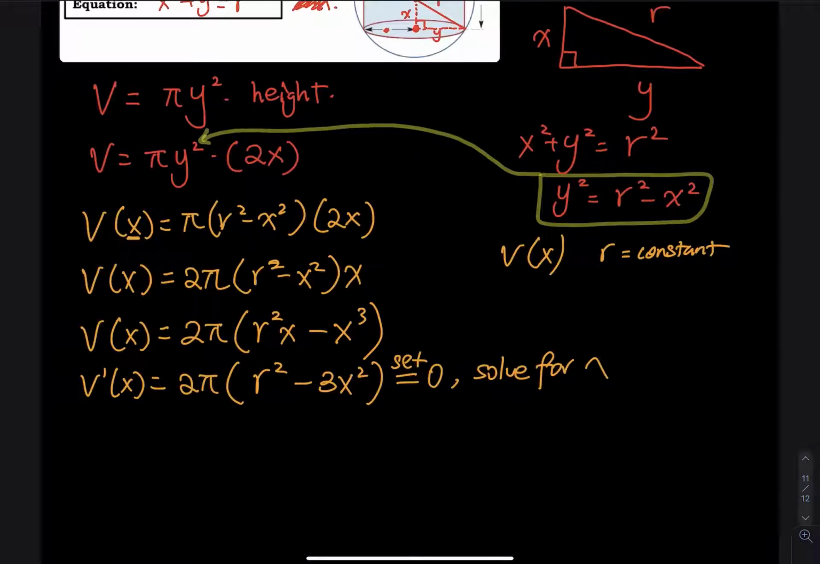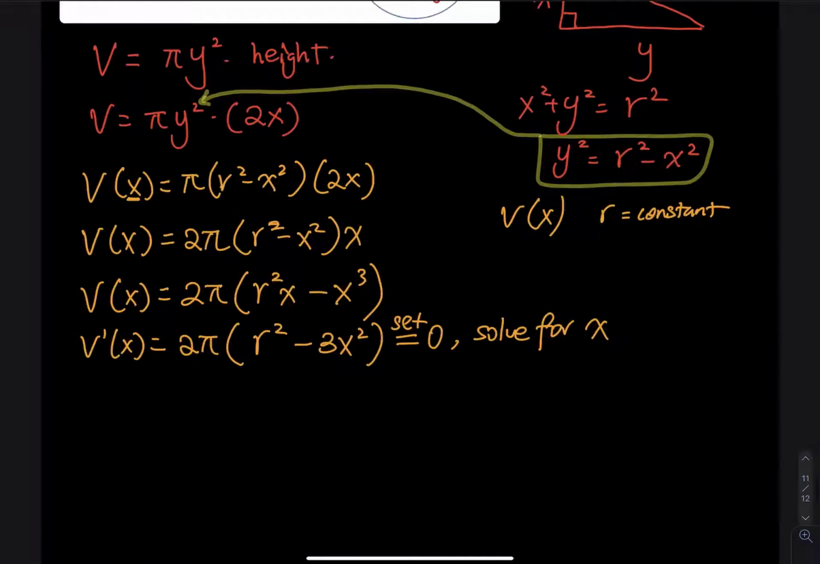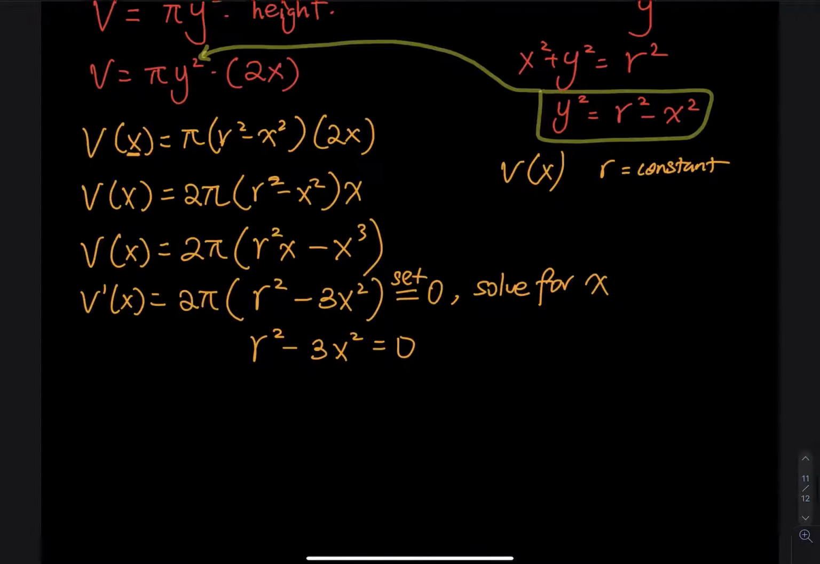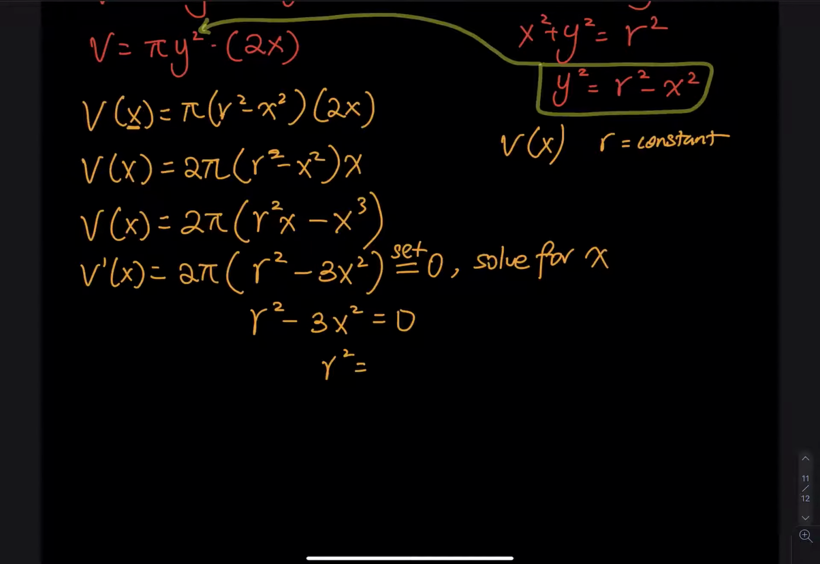So solve for x, and then we can divide both sides by 2 pi, so we don't need to work with the 2 pi anymore. That is equal to 0. And then we have r squared equals 3x squared. And then solving for x, right? So we have x squared equals r squared divided by 3.